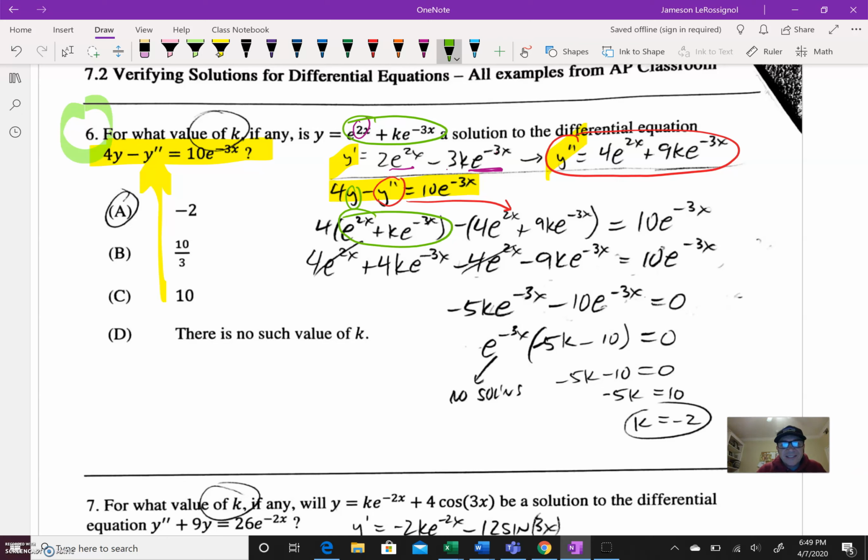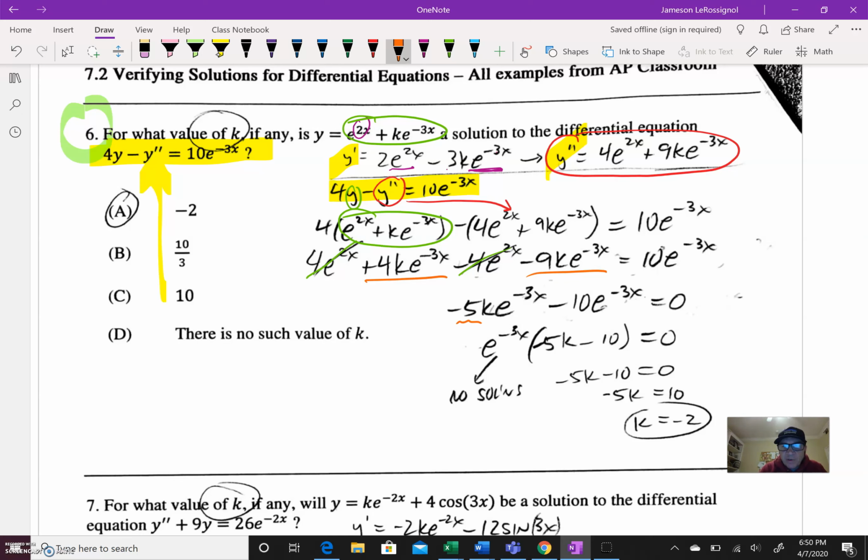So you just substitute that stuff in and you do some distributive property and then you work your way through it. Being really careful here, you notice there was a 4e to the 2x and another 4e to the 2x. One was plus, one was minus, so those are going to cancel out. Then you got a 4k minus 9k. That gets you a negative 5k e to the negative 3x. They have to have the same power, remember. And then we can bring that 10e to the negative 3x over to the left.